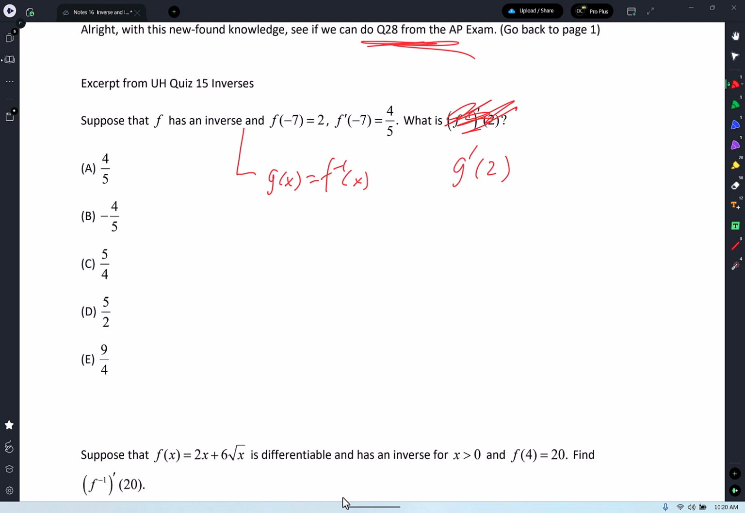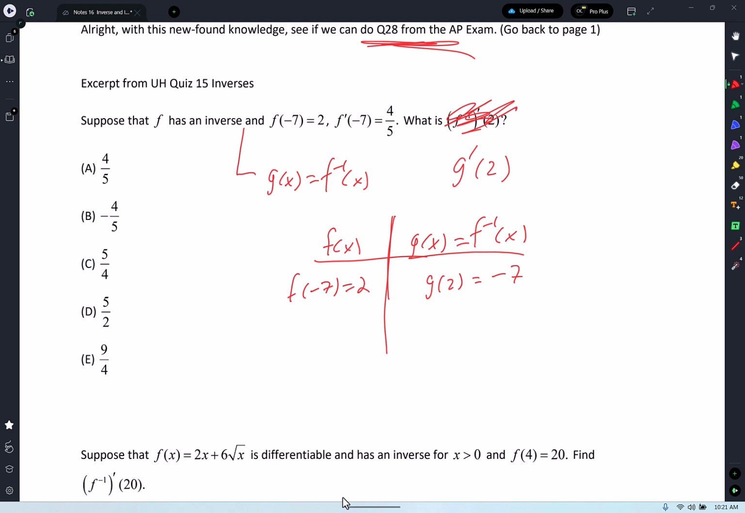So I'm going to make a table. I'm going to go f of x, and g of x, which is the inverse of f. Cool or not cool? All right, let's see what we know. I know f of negative 7 equals 2. So what do I know for the inverse? g of 2 equals negative 7. Heck yeah, guys, brilliant.